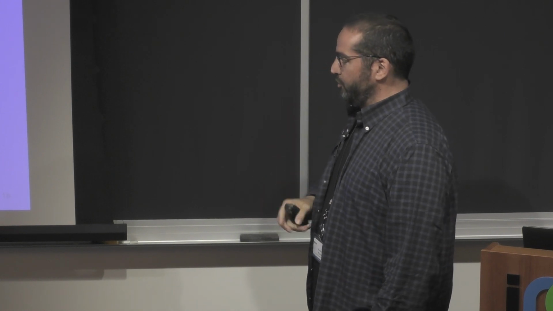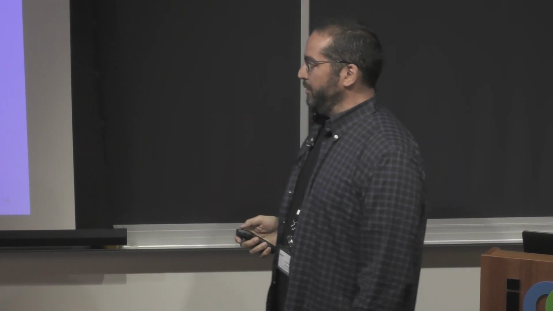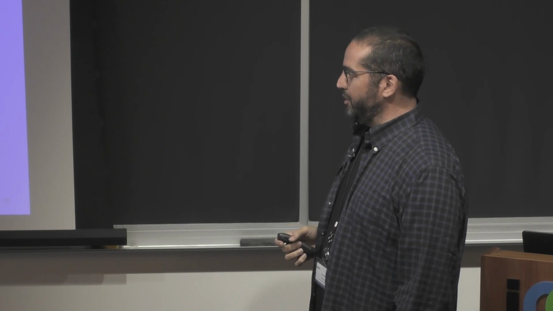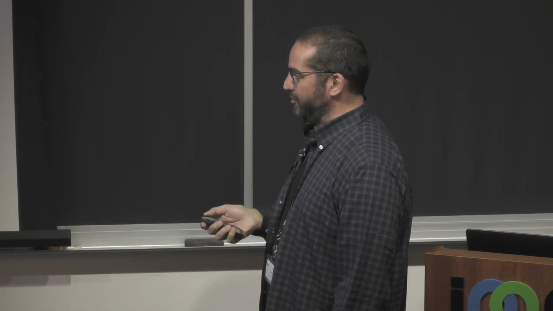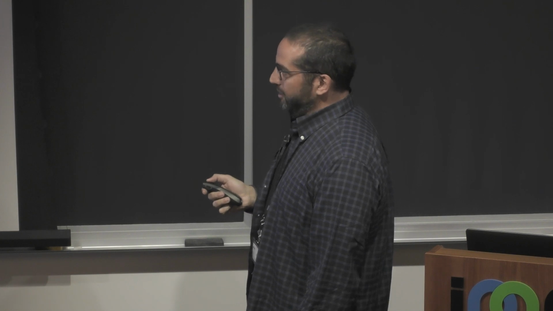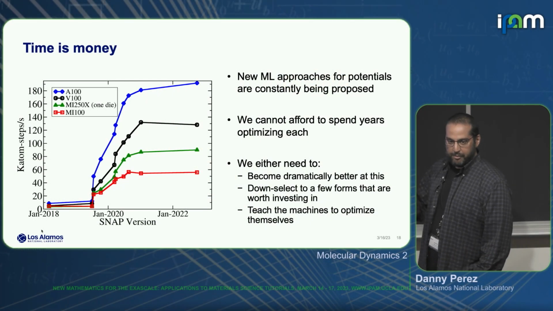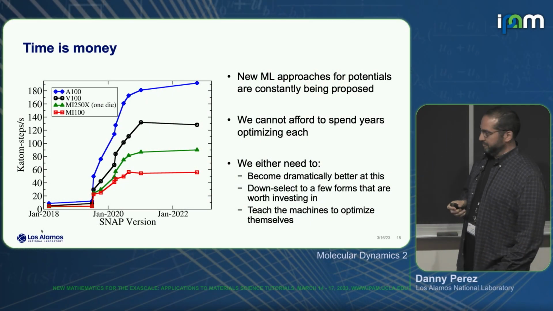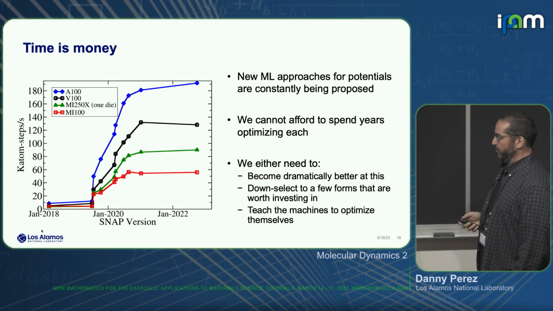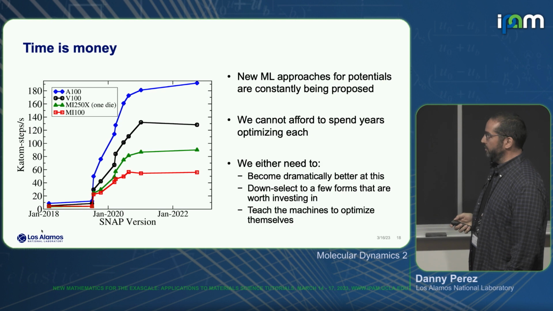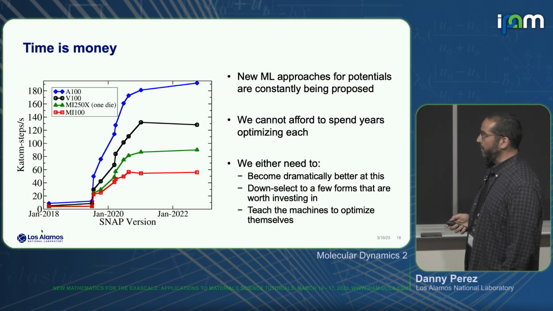Right? So something is going to need to happen. We're either going to need to converge on a subset, or we're going to need to learn to do this kind of optimization much faster than we know how to do them now. But so it's exciting that people are just proposing new ML potentials all the time, but in the long run, it's not sustainable given how hard it is to implement these on the modern machines.